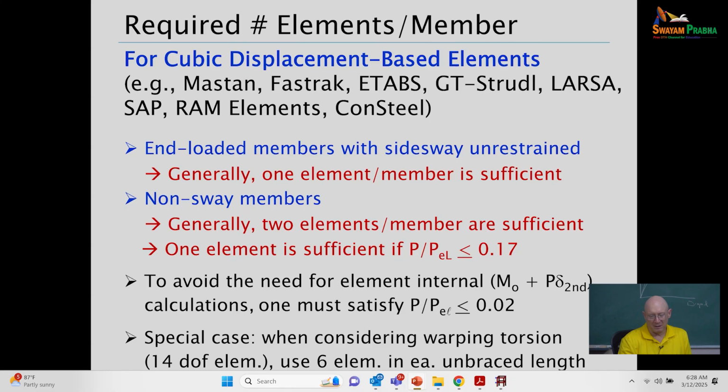Now these comments are all related to planar analysis, but for everything I showed you in Consteel for out-of-plane buckling, we could do out-of-plane buckling with a 3-dimensional solution, a 14 degree of freedom element. If we're getting into 3-dimensional solutions involving torsion, either a planar solution that buckles out of plane or a spatially loaded member, the recommendation is you really should use at least 6 elements in each unbraced length. In between every position where you've got a member connected to other stuff, I would use 6 elements.